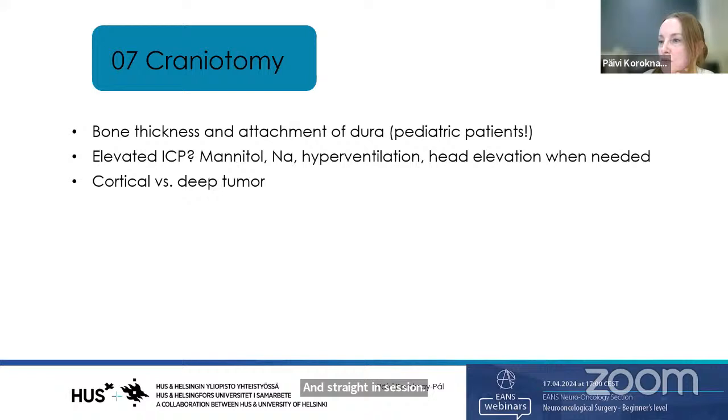When doing craniotomy, also always the bone thickness and attachment of the dura should be taken into account. And in pediatric patients with thin cranium, if the thickness of the bone is under 2 millimeters, I would use diamond drill and not Triffon. And we use good neuroanesthesia, not only in the cases for elevated ICP. We use quite often mannitol, sodium, hypoventilation, and head elevation.